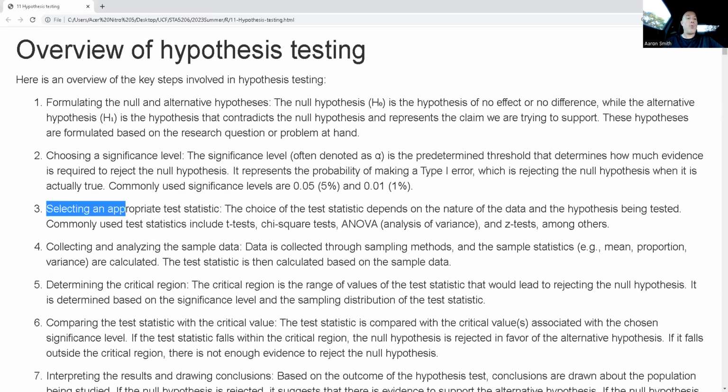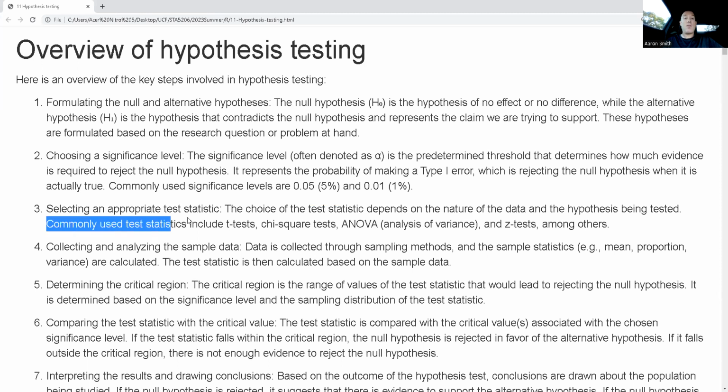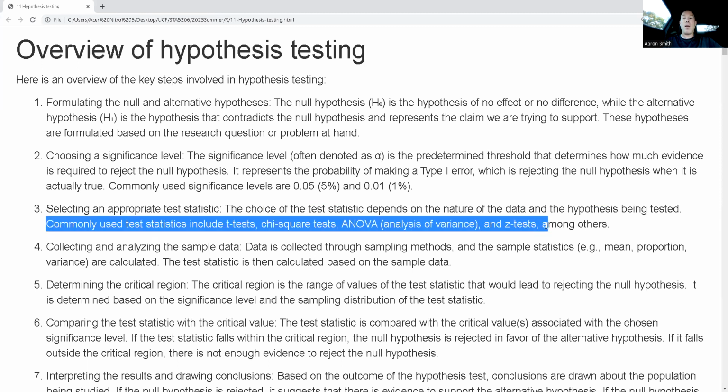Next, we select an appropriate test statistic. The choice of the test statistic depends on the nature of the data and the hypothesis being tested. Commonly used test statistics include the t-test, chi-square test, ANOVA, that's analysis of variance, and z-test, among others.